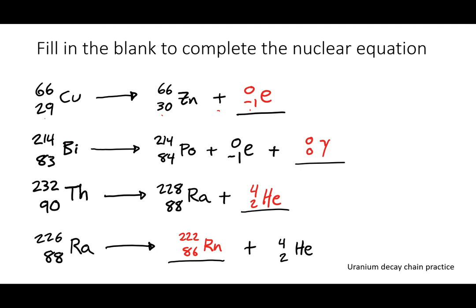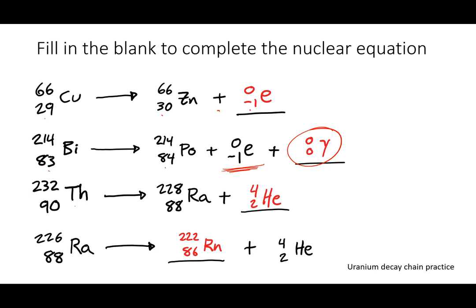Let's look at the second one. If we have bismuth 214 and it creates polonium 214, it looks like our atomic number increased by 1, and we do have shown here that it's beta decay. The only other thing that could fit here would be gamma decay as well, gamma radiation, because it doesn't add or subtract from either of these numbers, the atomic number or the mass number.